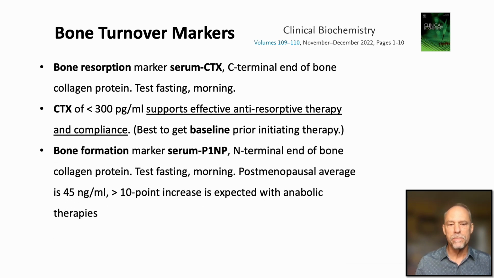The other one is the P1NP, and this is the N-terminal end of bone collagen. So the nitrogen end, and again, you test fasting and in the morning. The average for a postmenopausal woman is 45. I use this to get an idea about their bone turnover rate, but also if I'm going to use an anabolic, to see that it's working. You'd expect to see a jump of about 10 points when using an anabolic therapy.